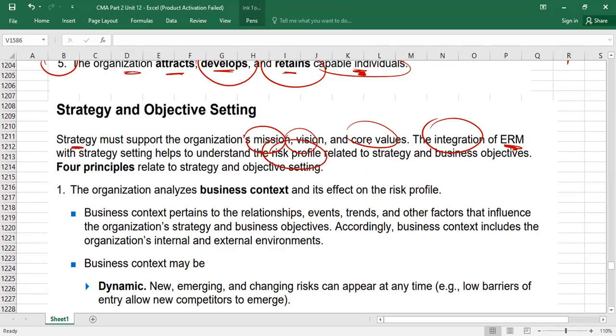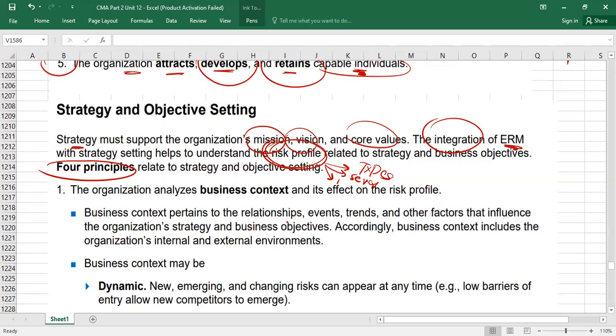A risk profile can be created even at entity level, at unit level, even for a specific strategy, a specific product, or a specific service. The point is, you need to consider which types of risk you will face due to this strategy. The risk profile will decide these things: which types of risk you may face, how severe they are, and what their interdependence is. So this is what is called strategy and objective setting. To integrate risk management with strategy and objective setting, we need to follow four principles.